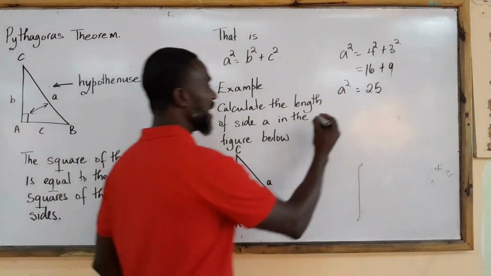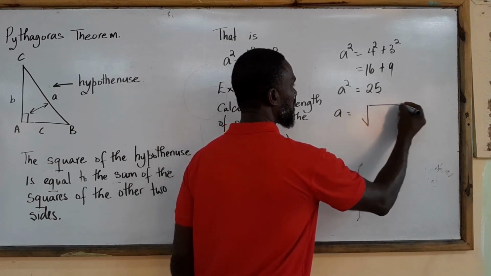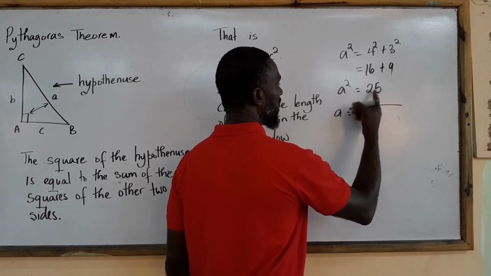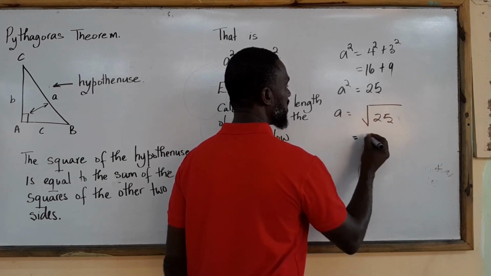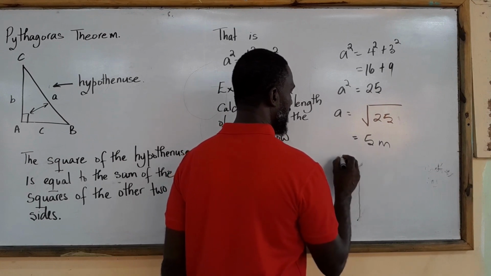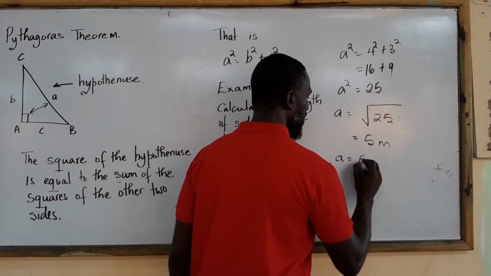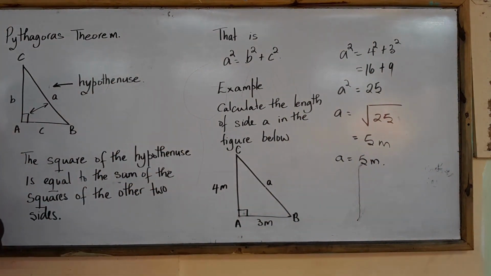Therefore side A is equal to the square root of 25; we want to find the square root of both sides here. The square root of 25 is equal to 5 meters. So side A is equal to 5 meters. That's one example of Pythagoras theorem.